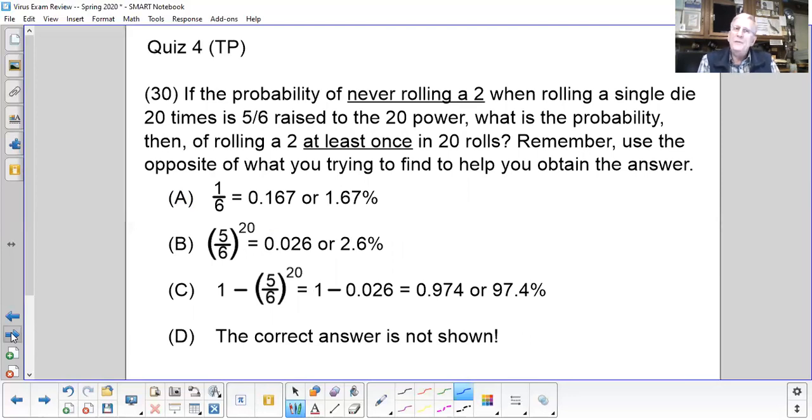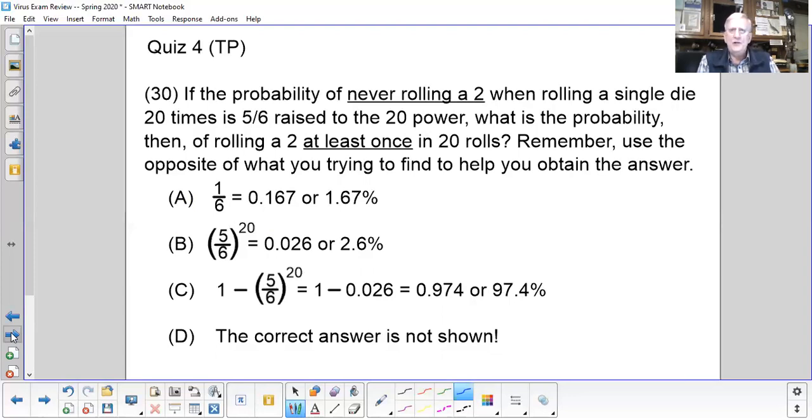What would be the probability of rolling a 2 at least once in 20 rolls? So remember, we have to use the opposite, get the opposite answer first, okay? So in other words, we'd have to do 5/6 to the 20th power and take that answer and subtract it from 1. We want the opposite.